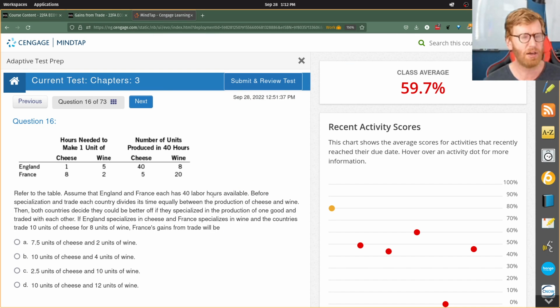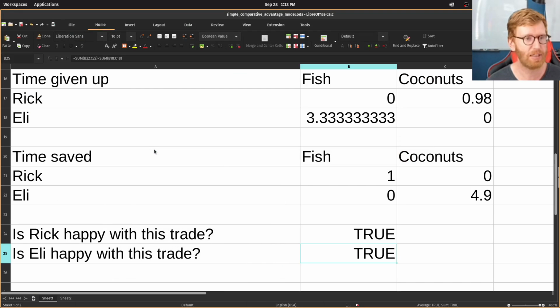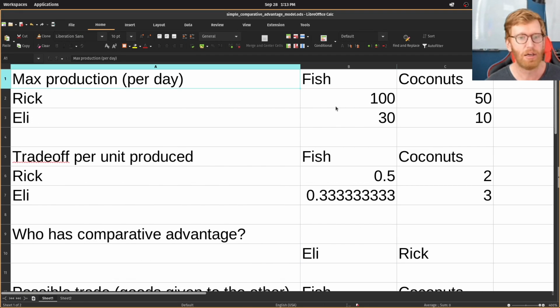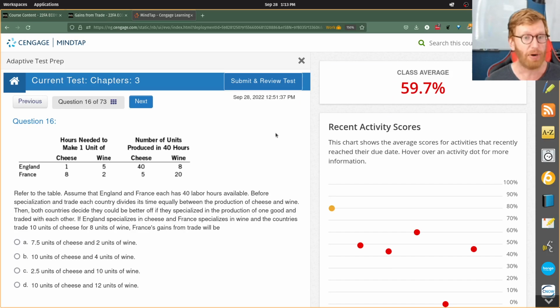A lot of the times these problems will give you extra layers that will be there just to make it a little bit more confusing, make you have to slow down and be careful in order to get to the right answer. But let's go ahead and plug this in. So hours needed, number of hours produced in 40 hours. This right-hand side is exactly what we want. It's basically the flip side of our PPF. It's giving us our endpoints.